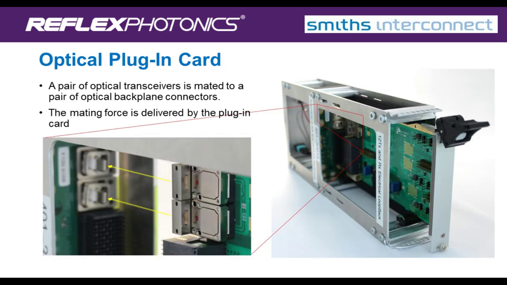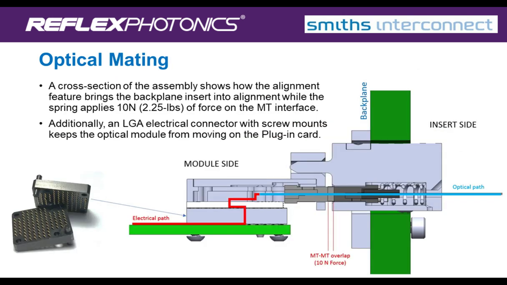This is just a quick picture of a 1U, 1-slot representative backplane. In the inset picture on the left, you can see the 2 style A transceivers with the yellow arrows pointing at the fact that they are going to slide in and mate with the floating inserts that are in the backplane. The side view is a cross-sectional view of how it's mated.